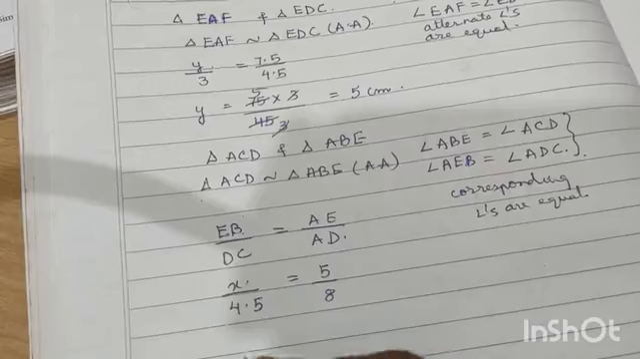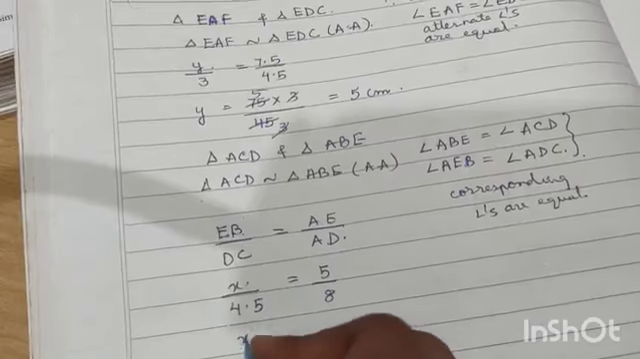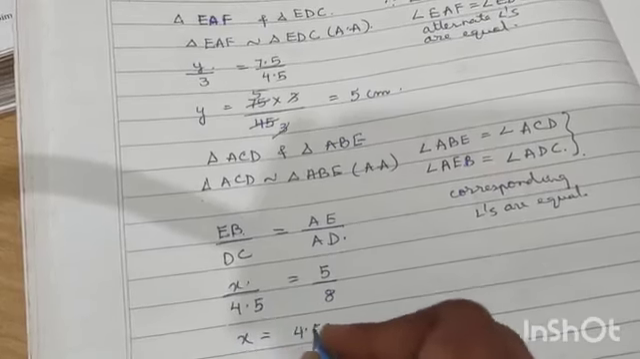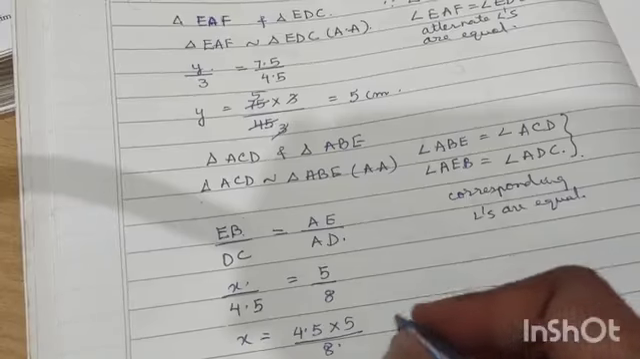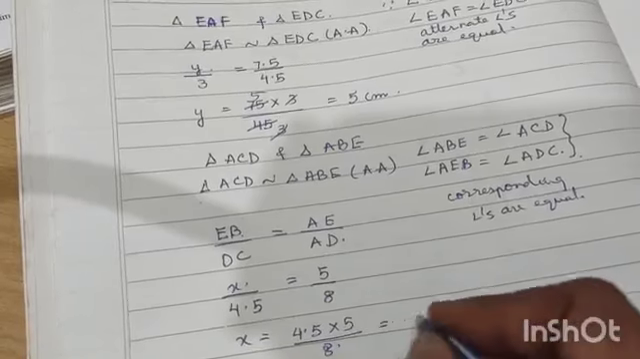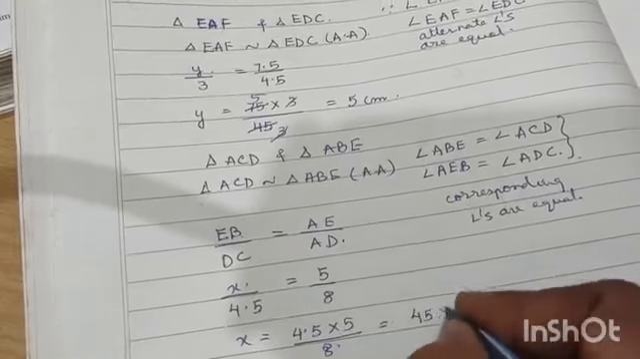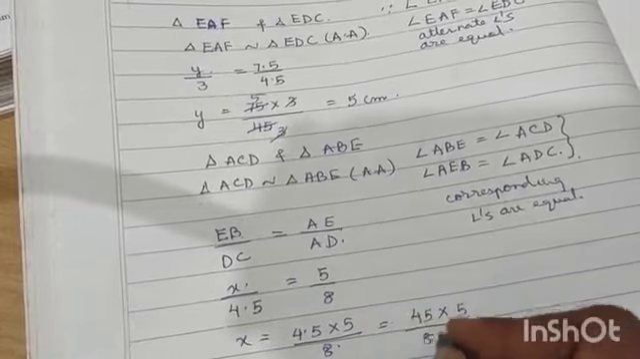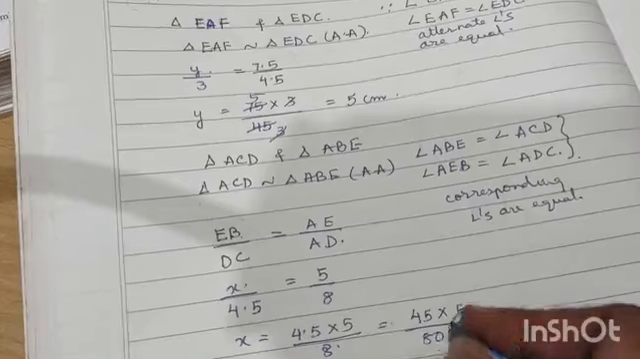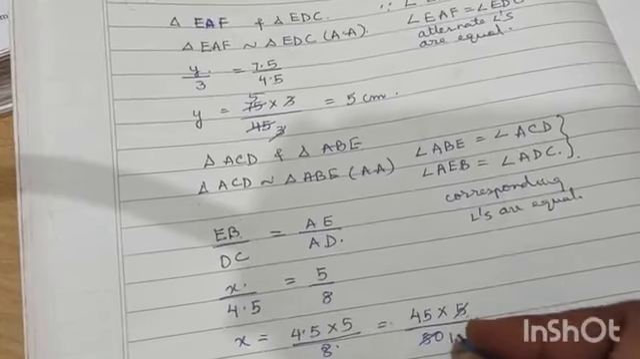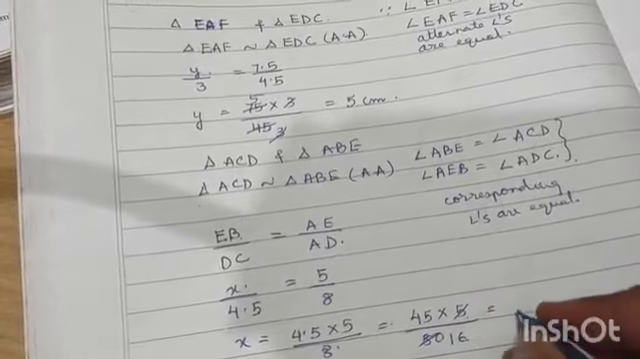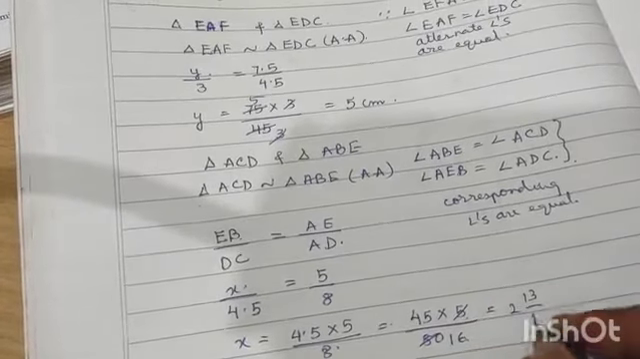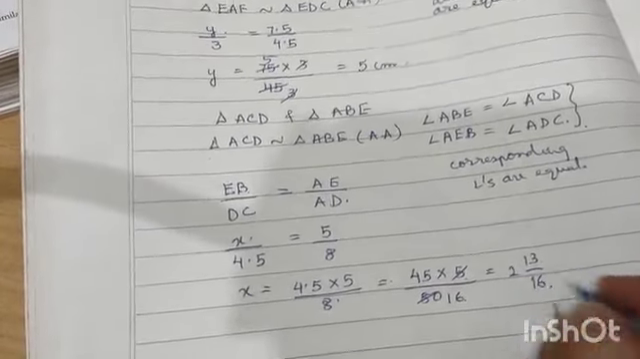8. So on solving this, we get x is equal to 4.5 into 5 by 8, which on simplifying we get 45 into 5 by 80. So 5 ones are 5, 16. 45 by 16, that is 2 13 by 16.